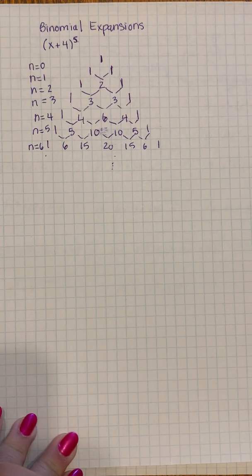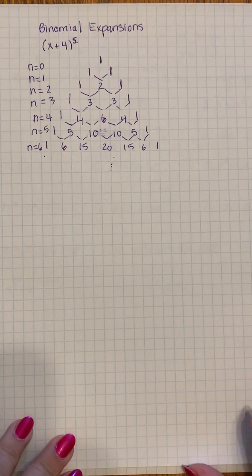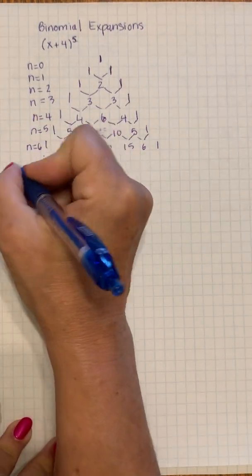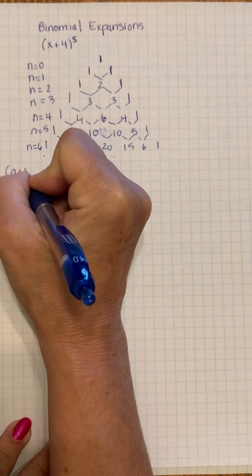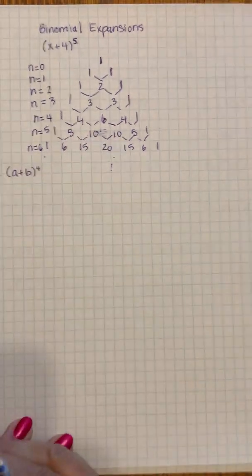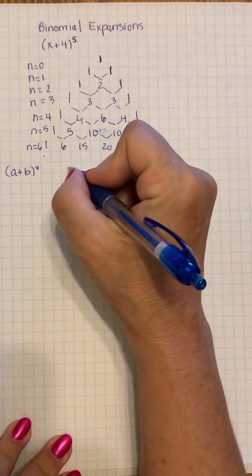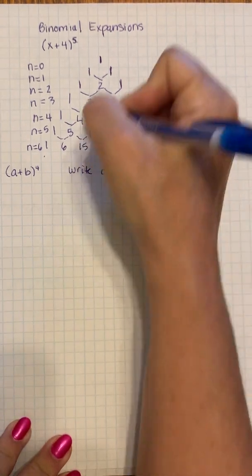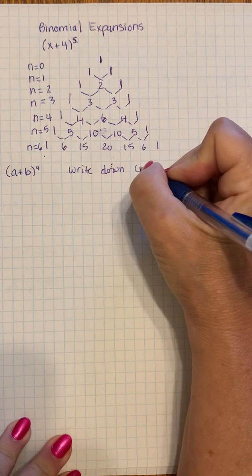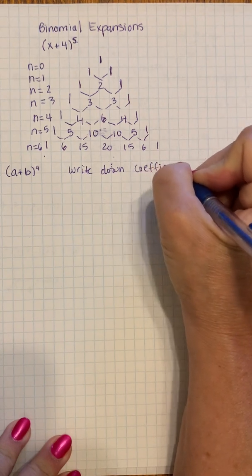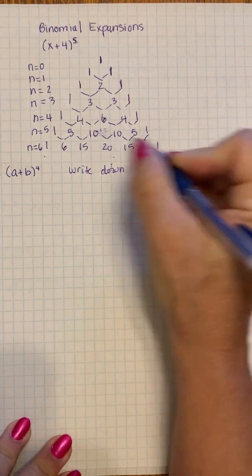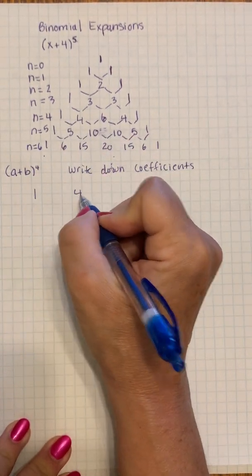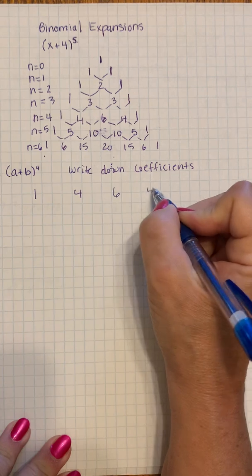All right, let's see how we do this. Let's say, for example, we want to expand a plus b to the 4th power. So the first thing that we're going to do is write down the coefficients, and the coefficients are these values. And I'm going to space them apart. So if I go to n is 4, I have 1, 4, 6, 4, and 1.